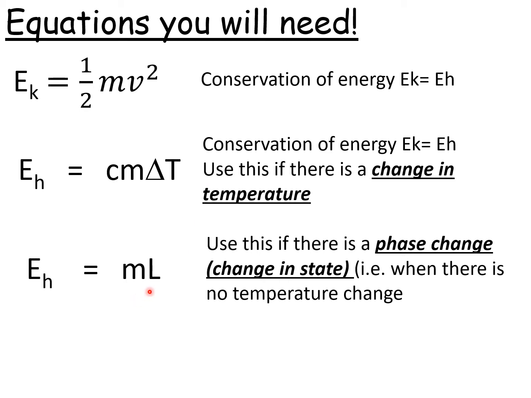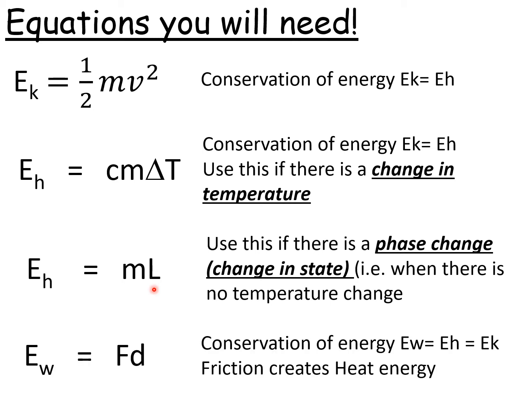The final thing is with EH equal to ml. Remember, this is a latent heat and there's 2 versions you can use, latent heat of fusion or latent heat of vaporization, and you have to choose which one. Fusion is when it's going from a solid to a liquid or a liquid to a solid. Vaporization is when it's going from a liquid to a gas or a gas to a liquid. Then finally, you may be asked to work out a work done is equal to FD. And remember, conservation of energy, EW is equal to EH is equal to EK. So friction creates heat energy, and this is where this equation comes in.